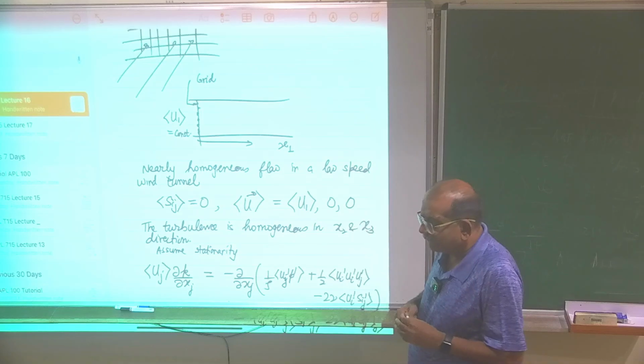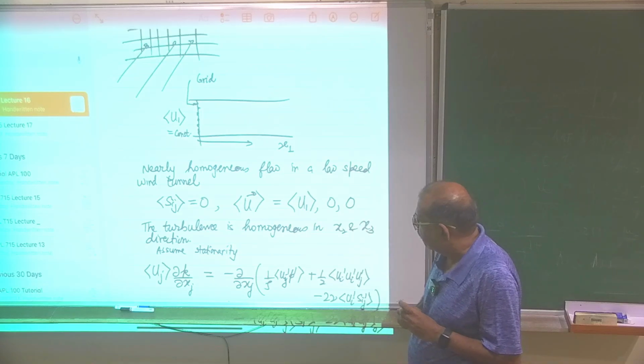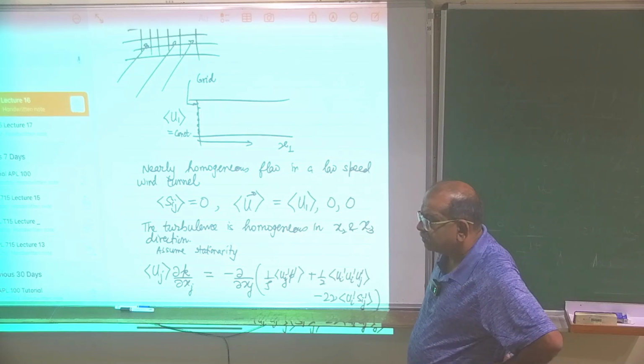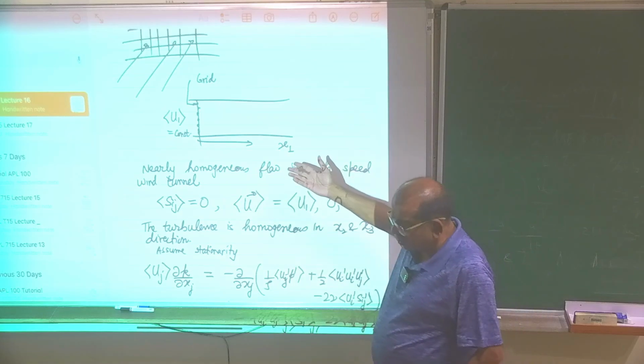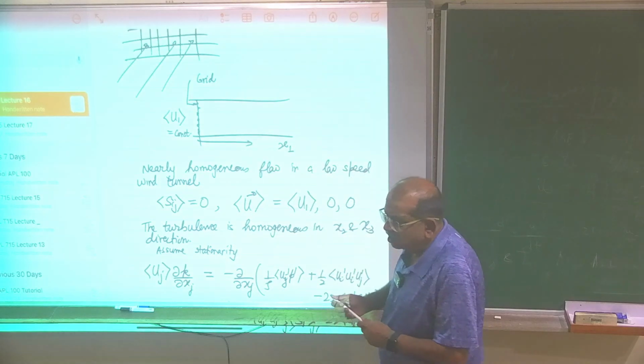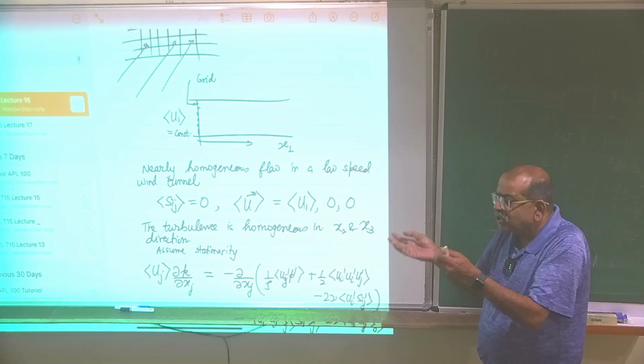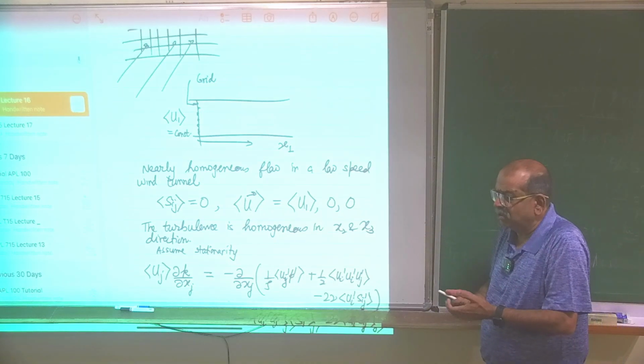Sorry, can you explain once more why turbulence is homogeneous in x2 and x3? Is it because there are no mean quantities in those directions? First is that there is no mean quantity. Also, if we look at x2 and x3 directions, basically overall nothing in a large sense is changing over x2 or x3.